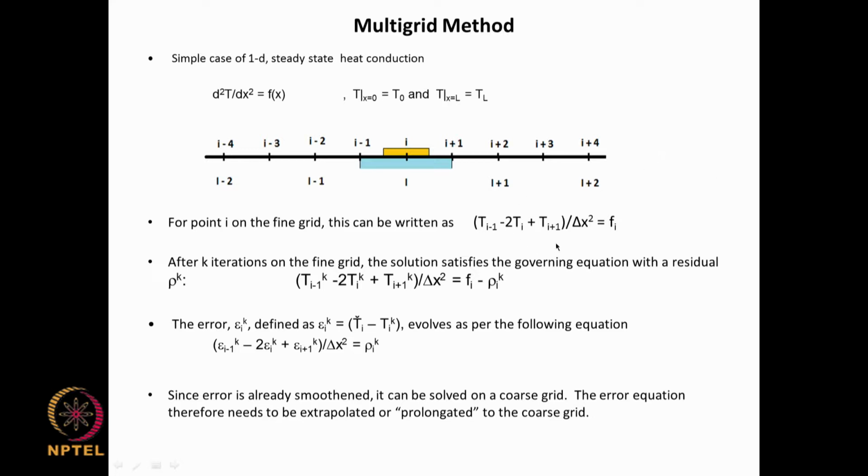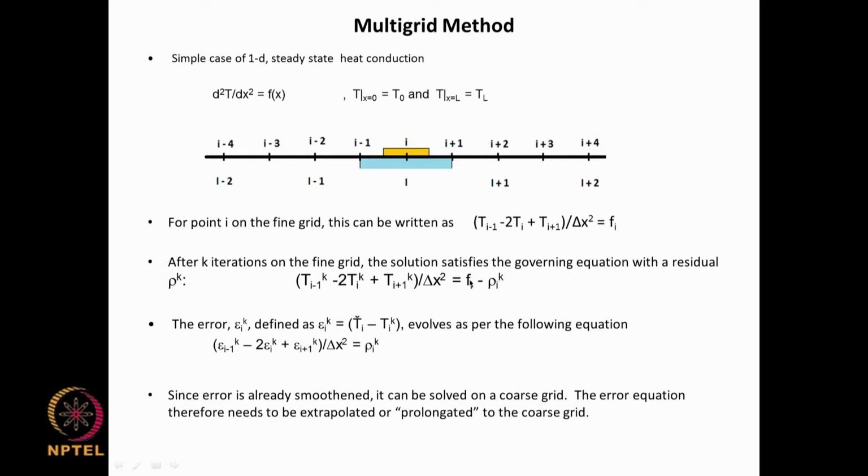But you are solving AT equal to B in an iterative way, and we have seen the Gauss-Seidel method. So, after k iterations on the fine grid, the solution T_i^k satisfies the governing equation with a residual. That is, (T_{i-1}^k - 2T_i^k + T_{i+1}^k) / delta x squared is not exactly equal to F_i, but to F_i minus rho_i^k. This is the residual.